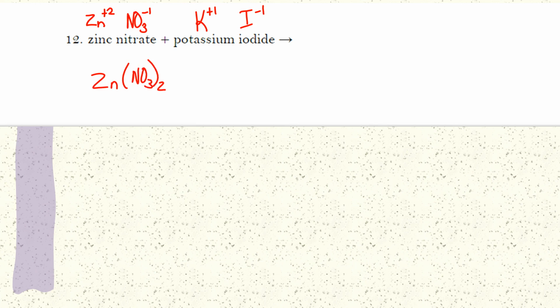That formula is going to be written like that. And then the next formula, KI, is 1:1. So it's just KI. From what we learned yesterday, zinc nitrate contains a nitrate. What do we know about nitrate as far as its solubility? It's always aqueous. All right. KI contains potassium, which is a group 1 metal. What do we know about that solubility? Always aqueous.